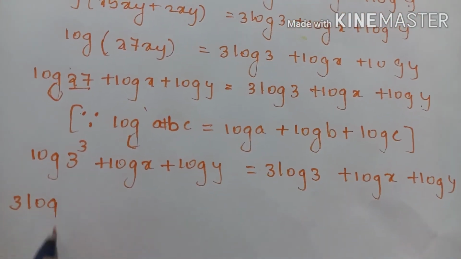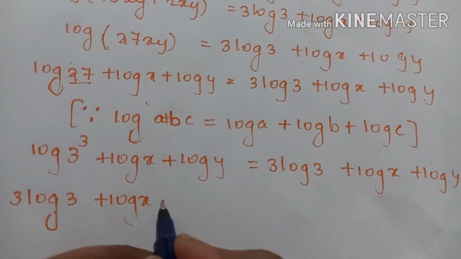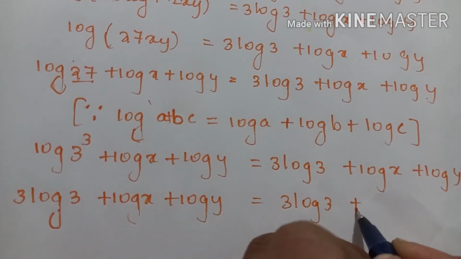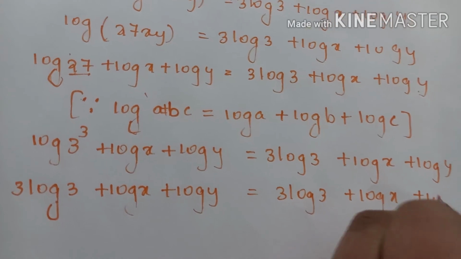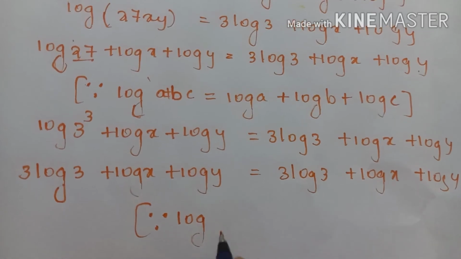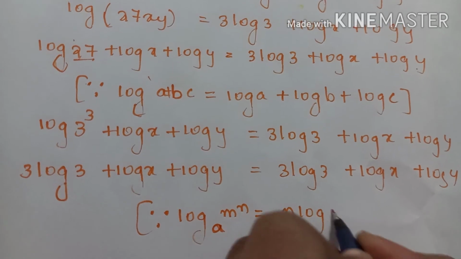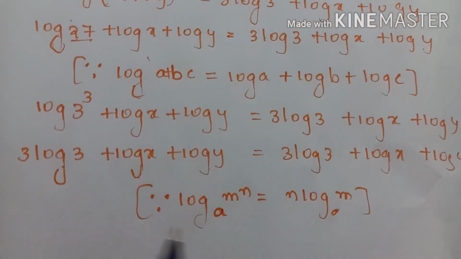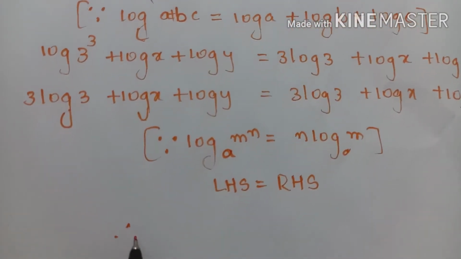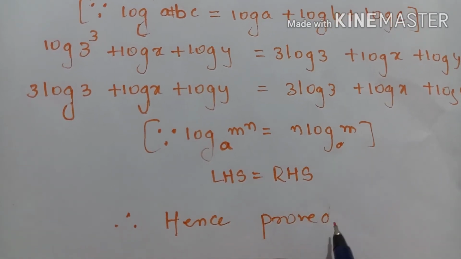Now here it becomes 3 log 3 plus log x plus log y equals 3 log 3 plus log x plus log y. Here we have got the RHS, which belongs to the property log m power n to the base a can be written as n log m to the base a. So therefore we got LHS equals RHS, hence proved. And this is the solution for the second one.